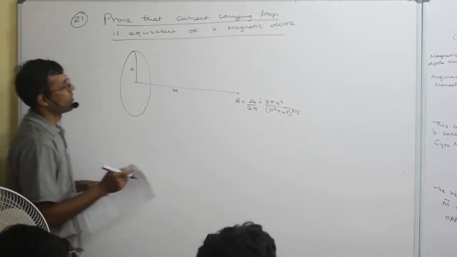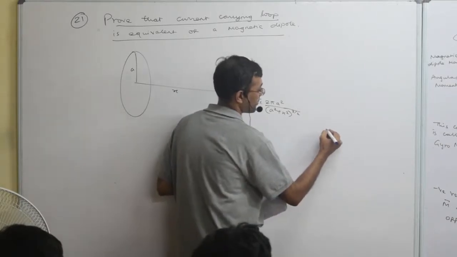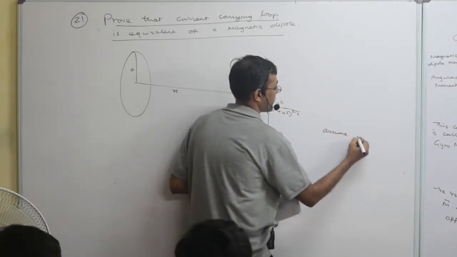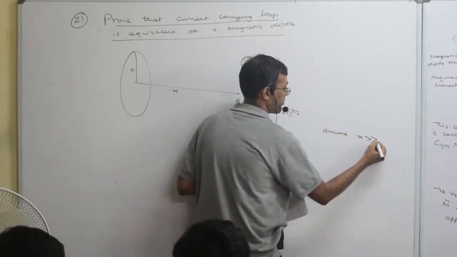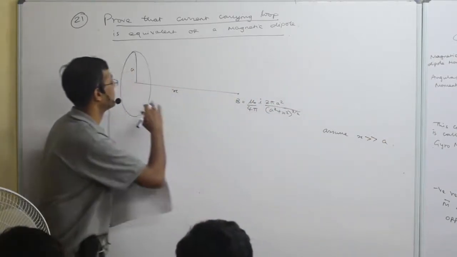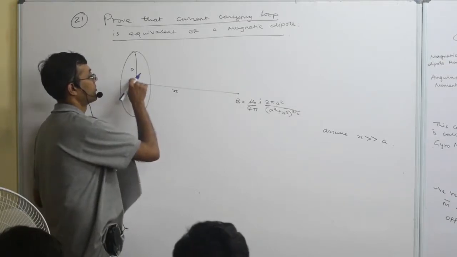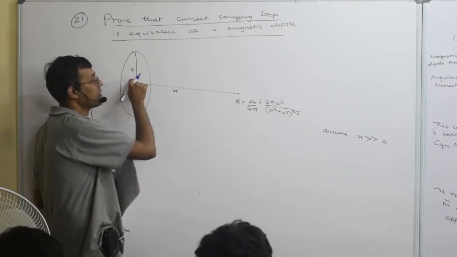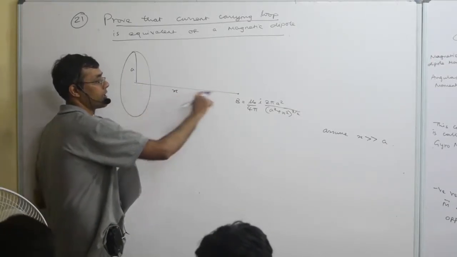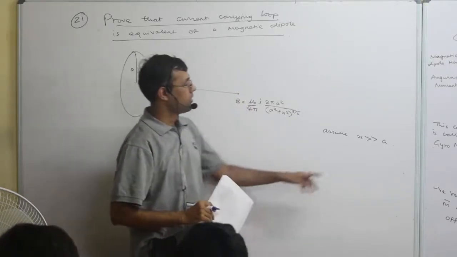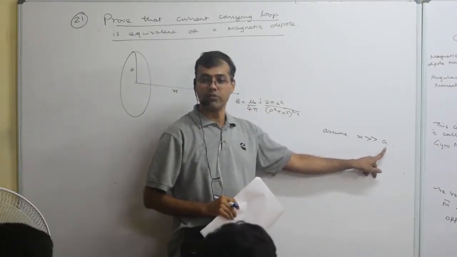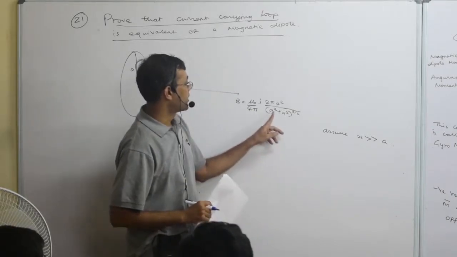If I assume x is very big compared to a, right? Let's say this is like 20 centimeter. Maybe this is like only 1 millimeter, right? So that means it's going to be very small compared to this length. So that means this is very big compared to this. Okay. So if that's the case, what can I do?